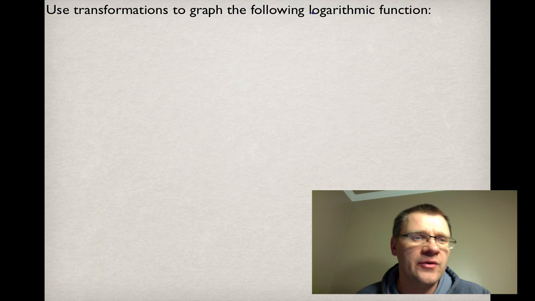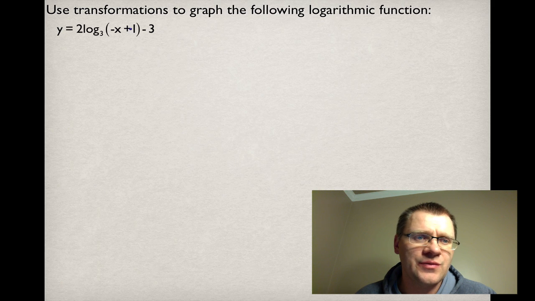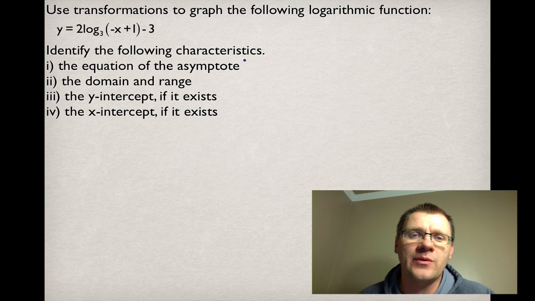So here's an example for you. It says, use transformations to graph the following logarithmic function. And the function is y equals 2 log base 3 of (negative x plus 1) minus 3. And then we're going to identify the following characteristics: the equation of the asymptote, the domain and the range, the y-intercept if it exists, and the x-intercept if it exists.